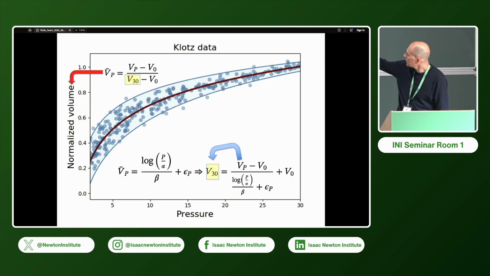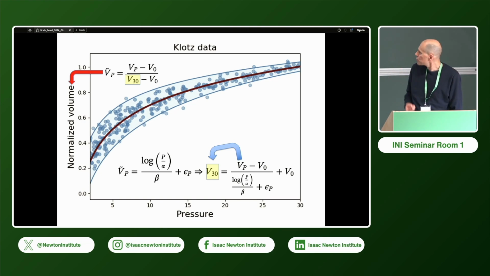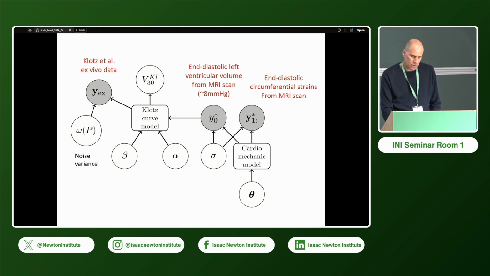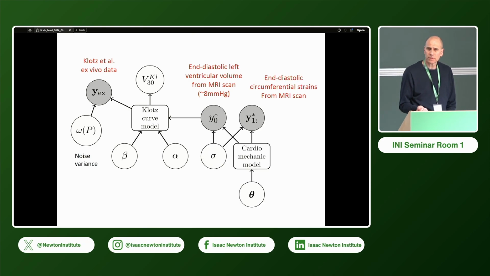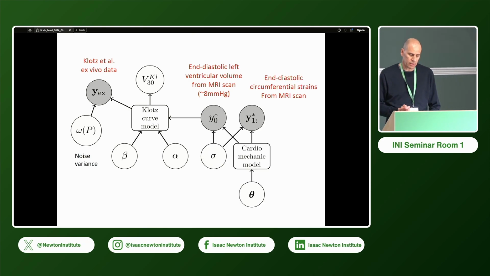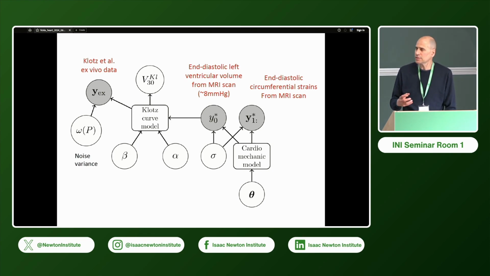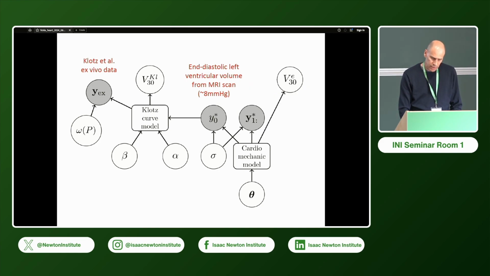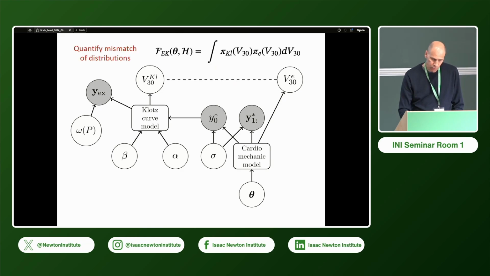The input that you need is the volume at your reference pressure at late diastole. Now, our cardiomechanic model is fitted to the volume at late diastole and the circumferential strains at late diastole, with the dependence on the parameters, and sigma is the standard deviation of our noise model. And then that model also predicts the volume at 30 millimeters of mercury. And these volumes should match.